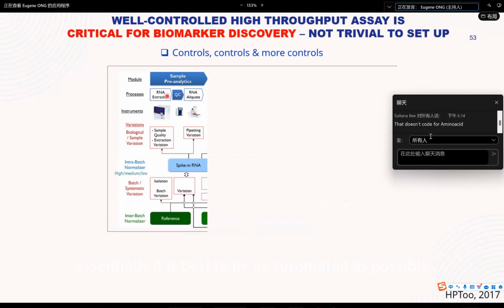Essentially, it is best to be as automated as possible to ensure that the extraction process is the same throughout the world, wherever you are carrying it out, so that the results can be interpreted correctly. So this is the first step, to ensure that there is some kind of establishment of the sample by extraction, by having quality checking, by spiking with known concentrations of RNA, and so on. So you need to normalize all this so that different individuals, different populations of humans eating different kinds of food, living in different parts of the world, whether it's winter or summer, whenever they carried out this test, the levels of RNA are normalized.